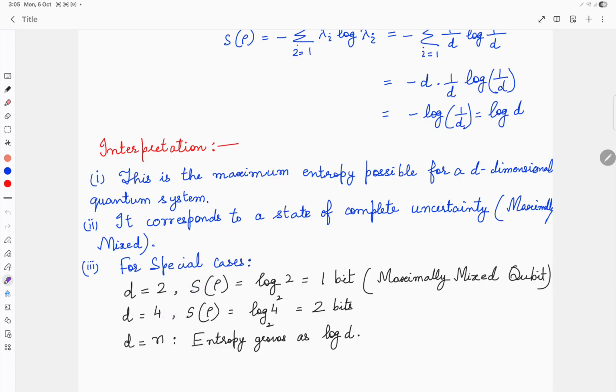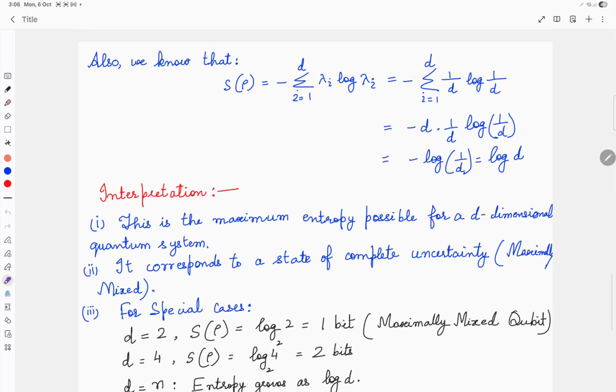Now let us look at certain special cases. When d is equal to 2, the von Neumann entropy is 1 bit. Basically it is a maximally mixed qubit. When d is equal to 4, you have 2 qubits, and this is equal to 2 bits. And when d is equal to n, entropy grows as log of d as n increases. So this is an important point for the maximally mixed state.